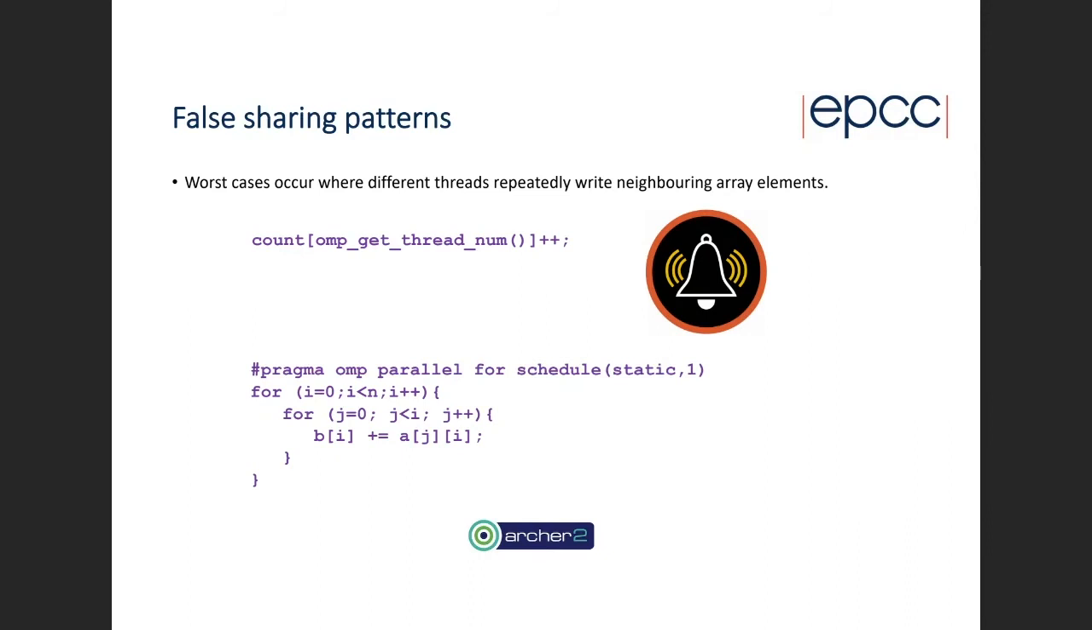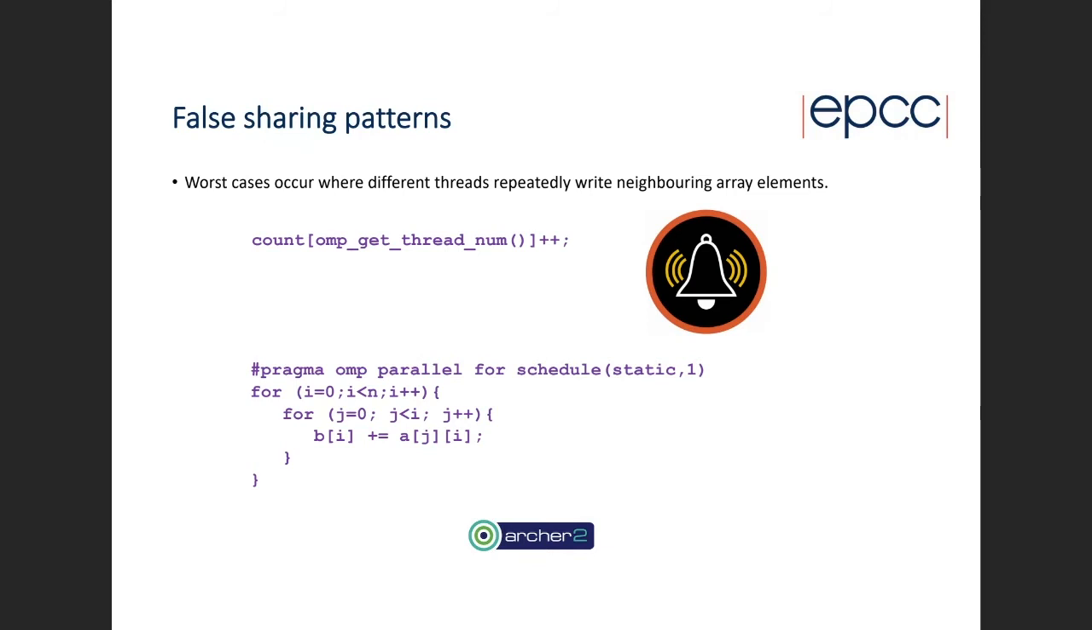So that's exactly the sort of thing that will cause this problem, because every write will invalidate the whole of the cache line, which other threads are accessing elements from. You can also get into the same sort of problems with just regular accesses in parallel loops as well.